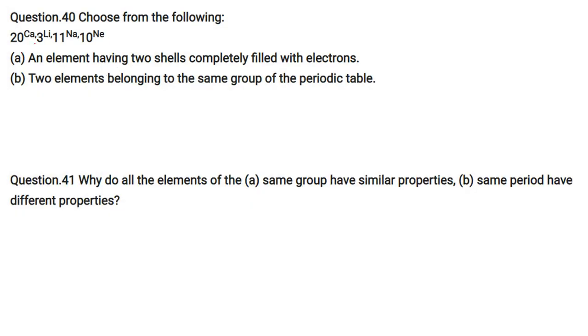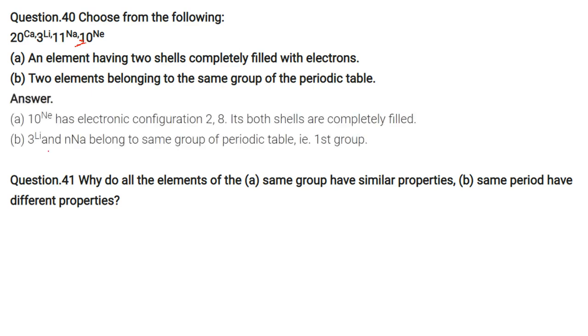Choose from the following: calcium, lithium, sodium, neon. An element having 2 shells completely filled with electrons. So you know that these are the stable elements. So this neon has electronic configuration 2 and 8. 2 and 8 is 10. Both the shells are completely filled. So this is the element which is completely filled with the electrons. 2 shells are completely filled.